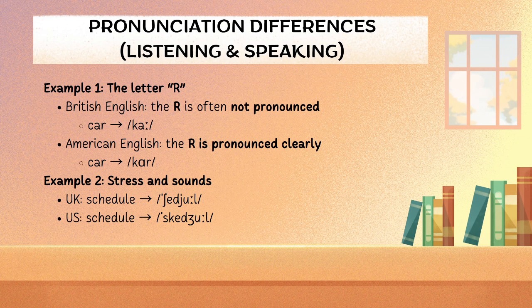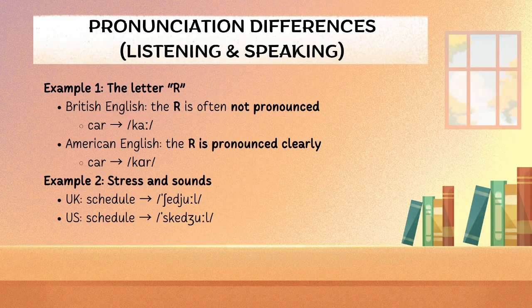So let's see pronunciation differences. Pronunciation is another key difference. For example, we have the letter R. In British English, the R is often not pronounced, so we have the example "car". In American English, the R is pronounced clearly, "car". So in British, car. In American, car.